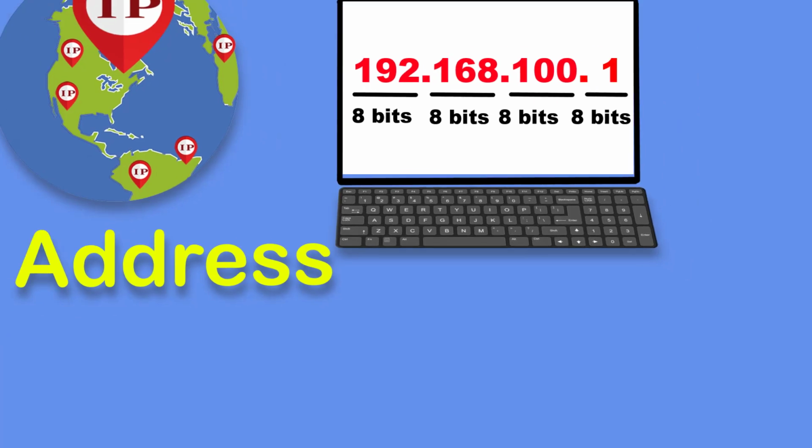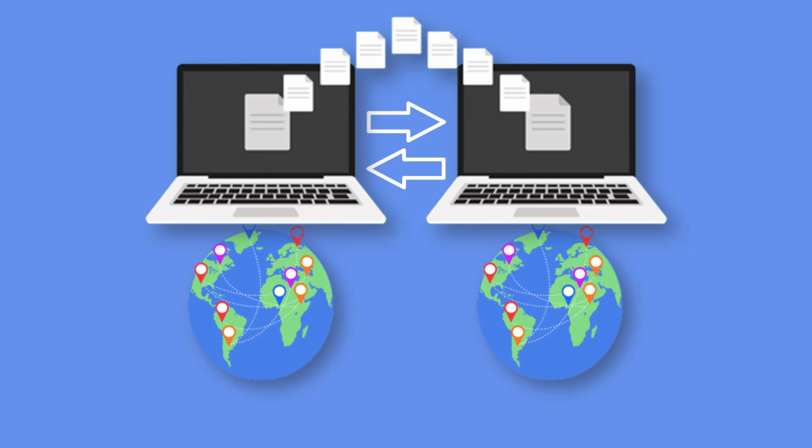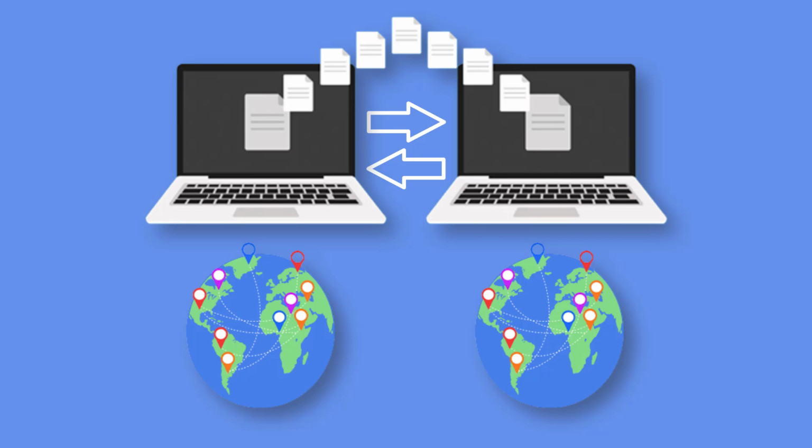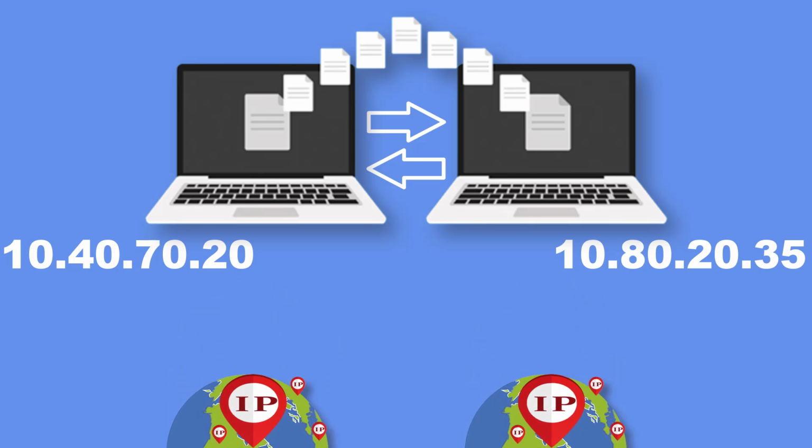So let's see what is an IP address. For two devices to communicate, they must be able to find each other. For two devices to find each other, their location must be known to each other. These locations are called, in the computer world, IP addresses. An IP address is a unique identifier assigned to each device connected to a computer network.